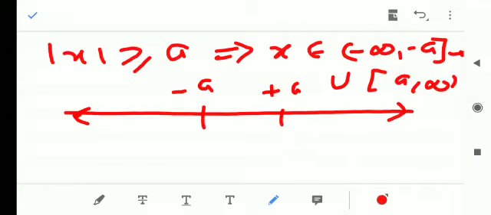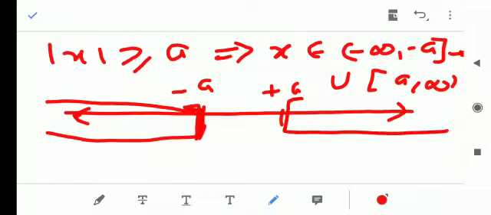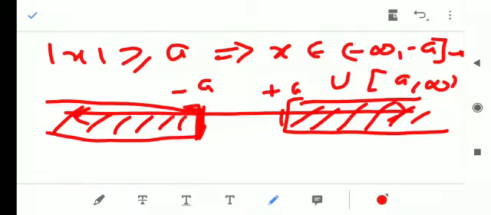Minus infinity to minus a, where minus a is included. This length of the number line, from minus infinity to minus a, is the required one, and a to plus infinity. So this is the region of minus infinity to minus a and a to infinity. You can see here minus a and plus a are included.